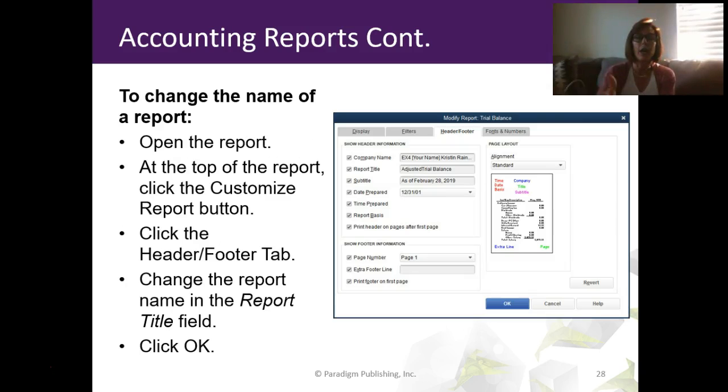In order to change the name of the report so that you can clearly distinguish your adjusted from your unadjusted trial balance, back in that Modify Report tab, you click Header and Footer. Then you can change any one of these things that you check, but this one in particular, you can change to adjusted trial balance. And then hit OK.